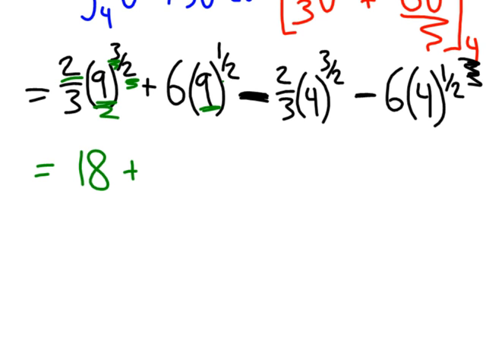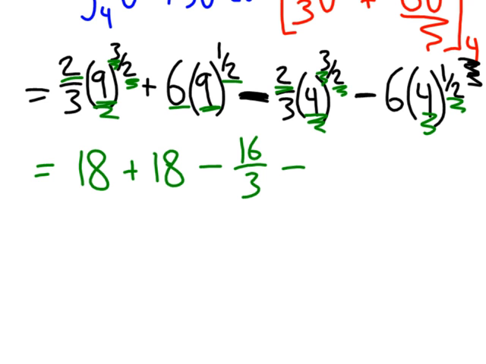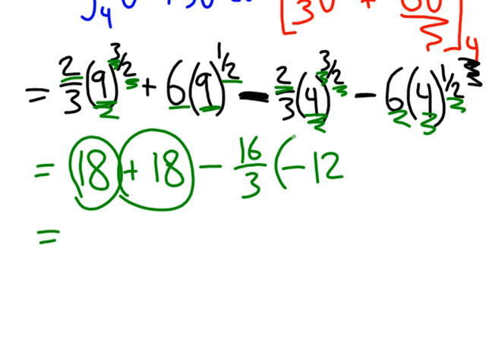Likewise, 9 to the 1/2 power is just 3, and then times 6 is 18, again, coincidentally. Minus 4 to the 1/2 power is 2, but raised to the 3rd power is 8. 8 times 2 is 16, and that is over 3. And then 4 to the 1/2 is 2, times 6 is 12. So I get a bunch of terms there. Only one of them is a fraction. Let's combine those first. 18 plus 18 is 36, minus 12 is 24, so I'll put 24 minus 16/3. Can combine in whatever order we want.